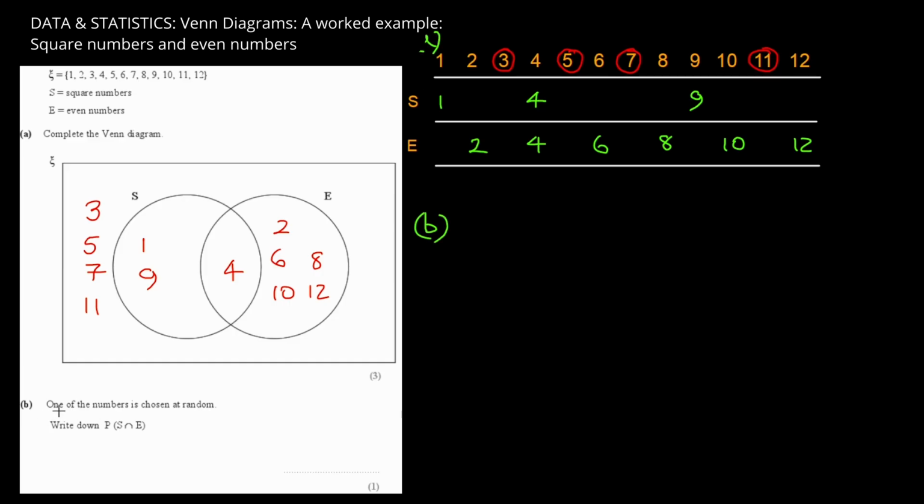And part B is this. One of the numbers is chosen at random. Write down the probability of it being S and E. Well, there is only one number that satisfies that, and that is 4. It is both a square number and an even number. So if we're going to choose this at random, the probability equals 1 over 12. And that's the answer.